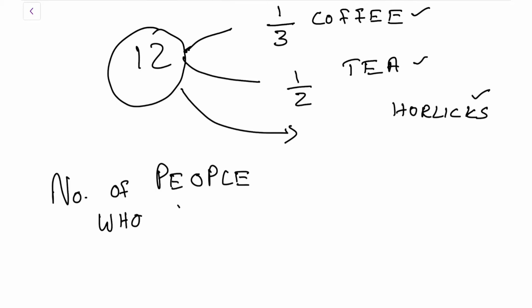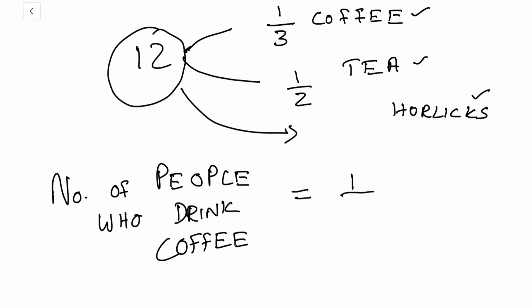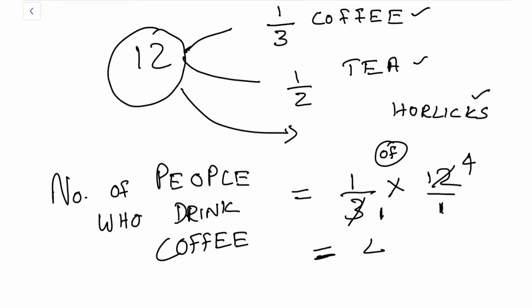Let's do that. First, let's find out the number of people who drink coffee. They're saying 1/3 of the total number. What's the total number? 12. So 1/3 of 12 is the same thing as 1/3 into 12. And this 12 is the same thing as 12/1. Are there any common factors? 3 1s are 3, 3 4s are 12. Multiply the numerators, 1 into 4 is 4. Multiply the denominators, 1 into 1 is 1. That is 4. So we got that 4 people drink coffee.